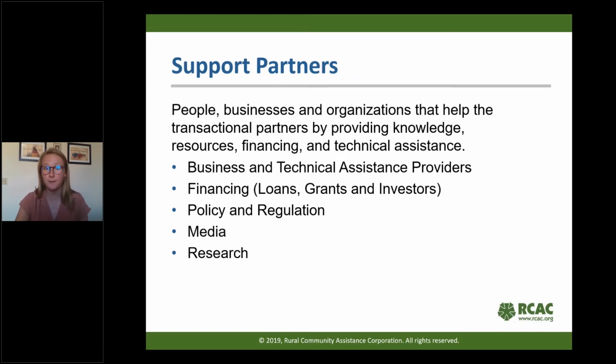And finally, support partners. Support partners are the people, businesses, and organizations that help the transactional partners by providing knowledge, resources, financing, and technical assistance. An example of this would be, I work at the Native American Development Corporation. We provide technical assistance, we offer various trainings, we have a revolving CDFI loan fund, and we can connect our clients with other helpful resources. This would make us a support partner.